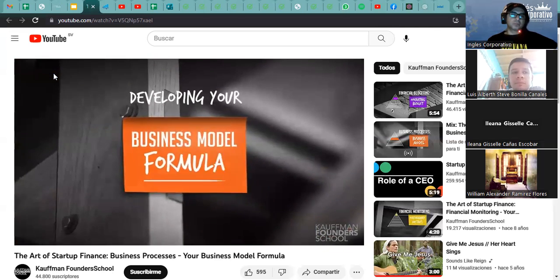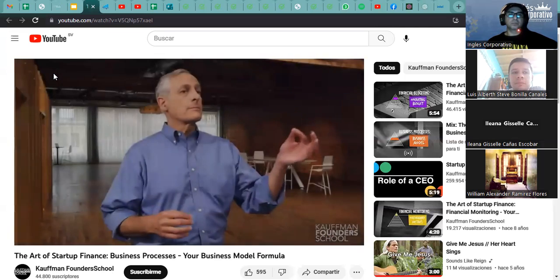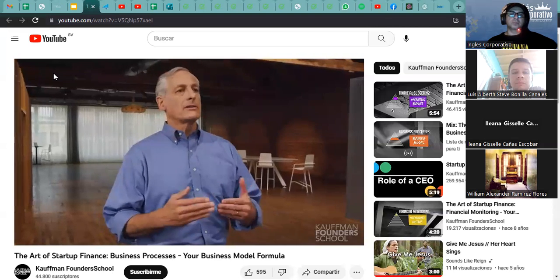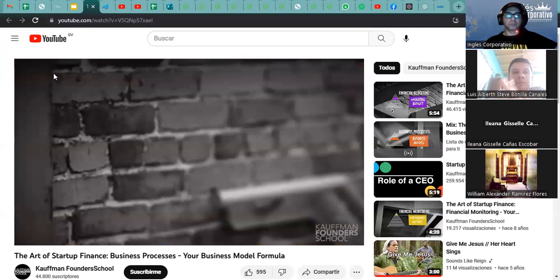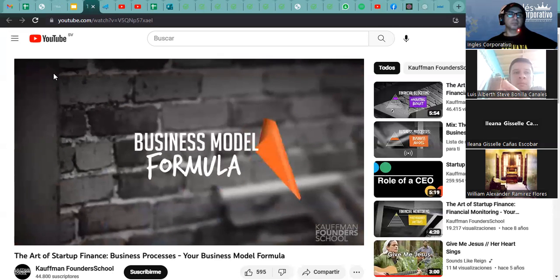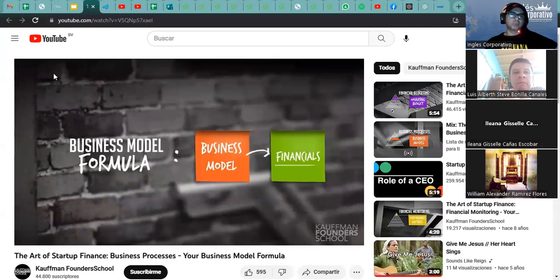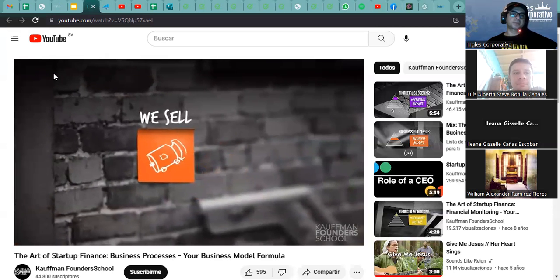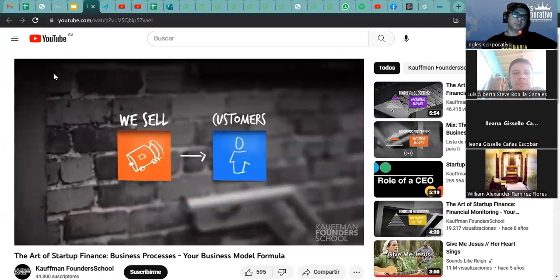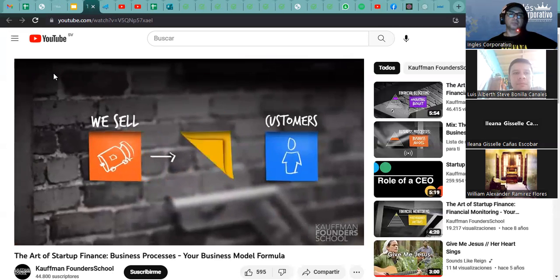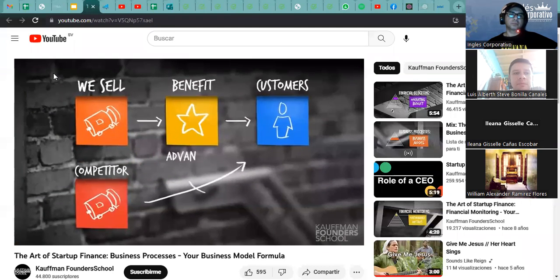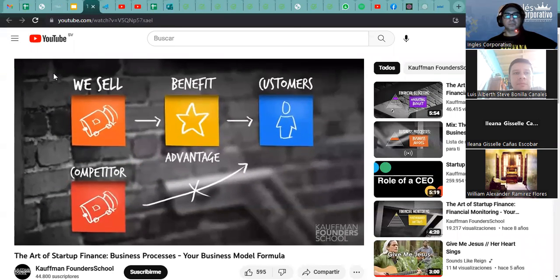So after you pull your business model together, you need to translate the elements of your business model into a business model formula. Your business model formula translates your business model into financials. So for example, we sell this product or service to these target customers. The reason our customers buy our product is this compelling benefit. We have an advantage over our competition because of this sustainable competitive advantage.